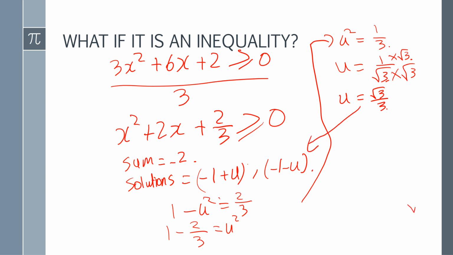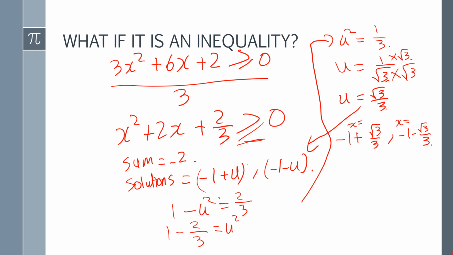You put this in the solutions. So minus 1 plus square root of 3 divided by 3, and minus 1 minus square root of 3 divided by 3. So these are going to be the two values of x, but remember it's an inequality.